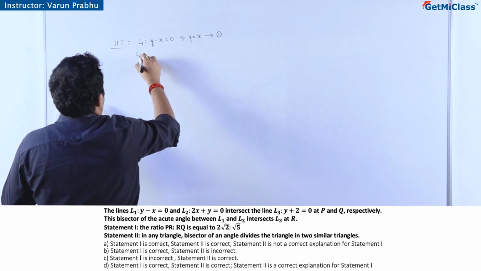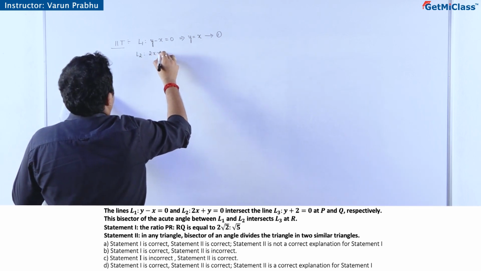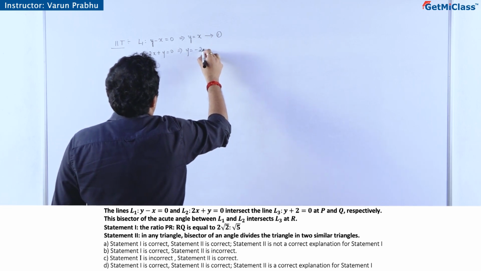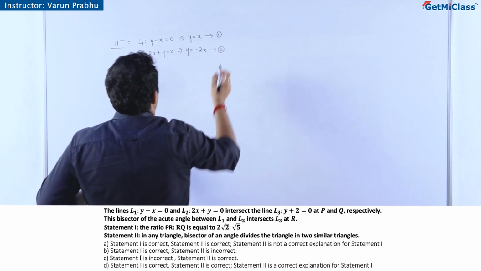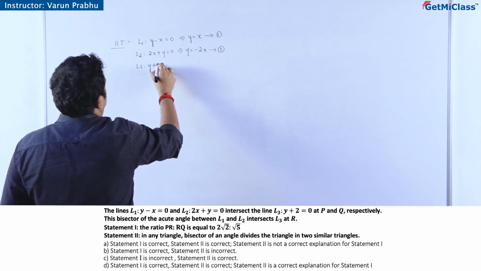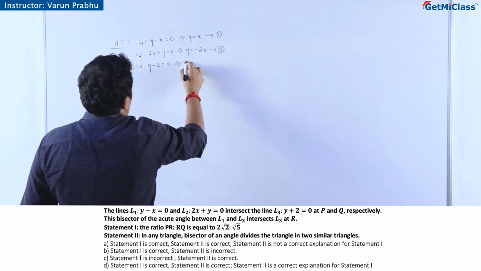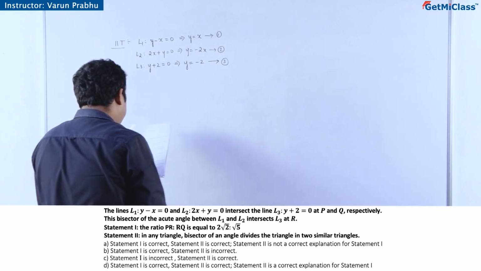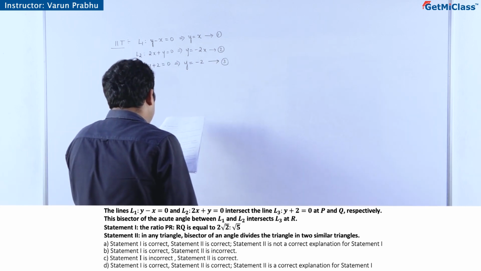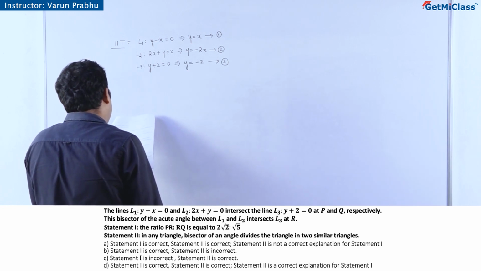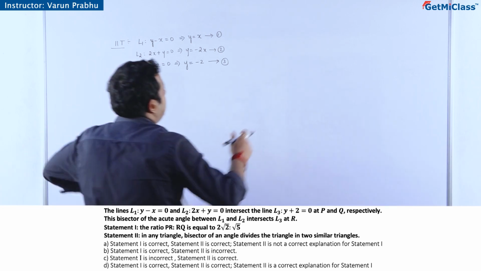And L2 is given in the problem as 2x plus y is equal to 0. This implies y is equal to minus 2x. This is nothing but equation number 2. And the line L3, y plus 2 is equal to 0. This implies y is equal to minus 2. I will put this as equation number 3. The bisector of the acute angle between L1 and L2 intersects L3 at R, is given in the problem.